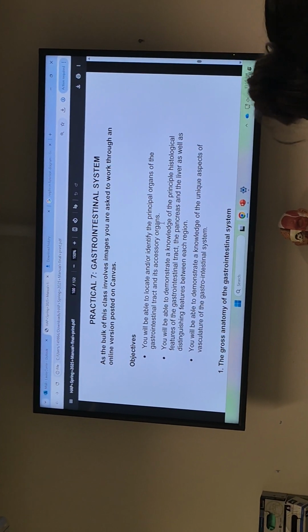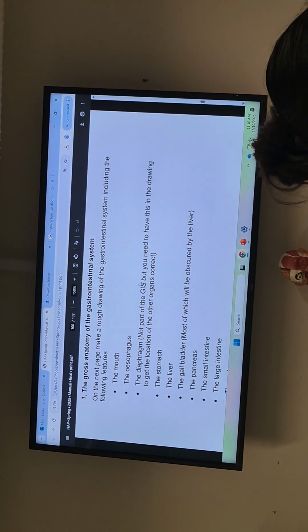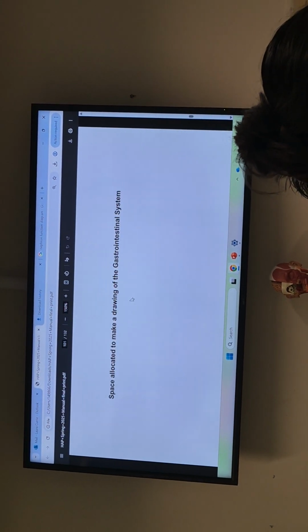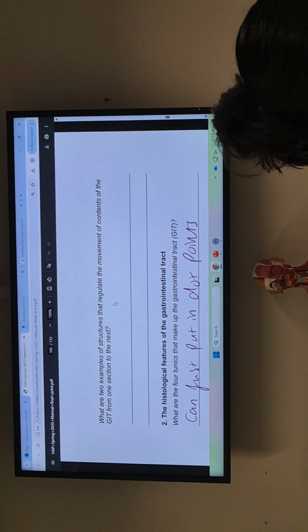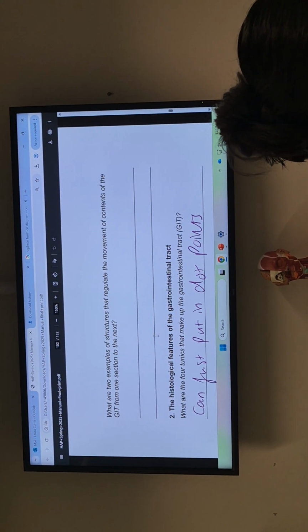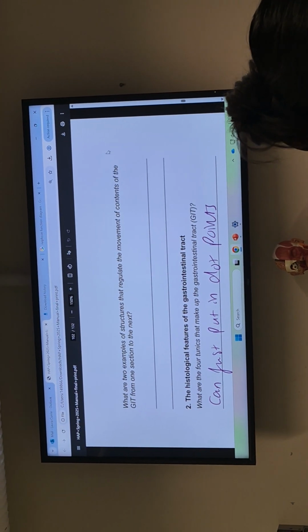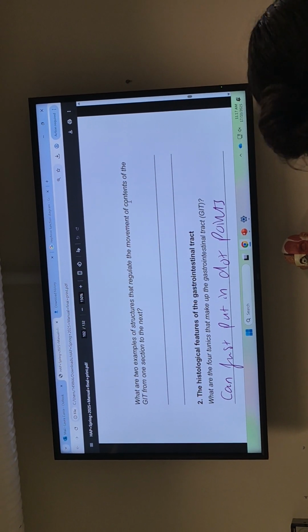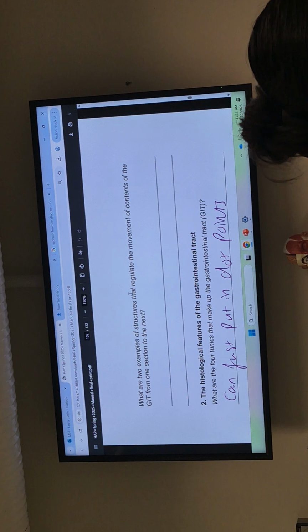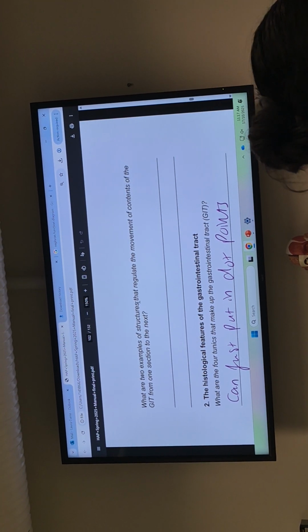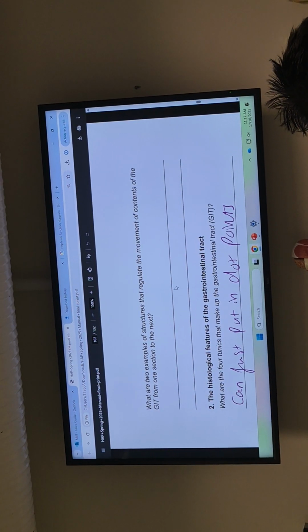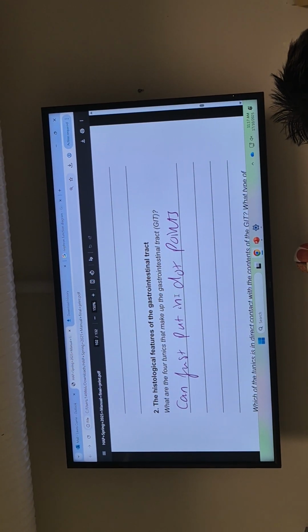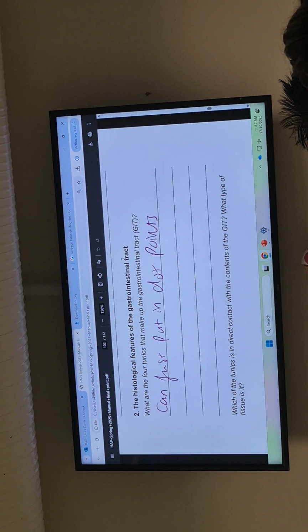All right, so the gastrointestinal system. So we're getting into the more lengthy ones. Not super difficult, just a bit more lengthy. So what are two examples of structures that regulate the movement of contents of the GIT from one section to the next? I'll cover this a bit more later, but that's your valves and sphincters, which are going to be super important. But let's start off with the simple stuff first.